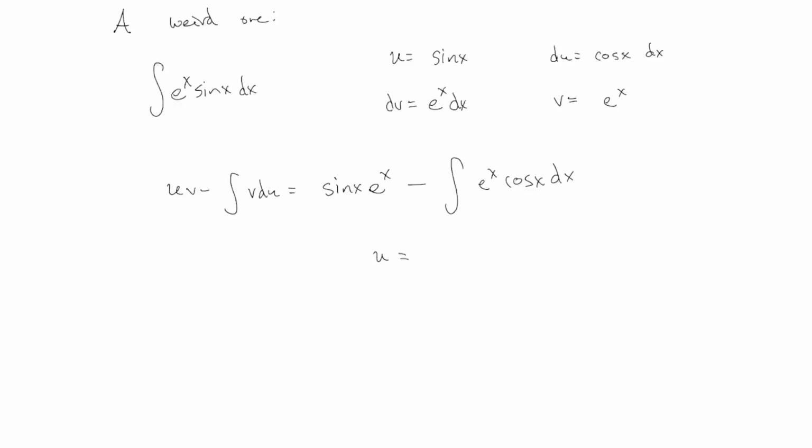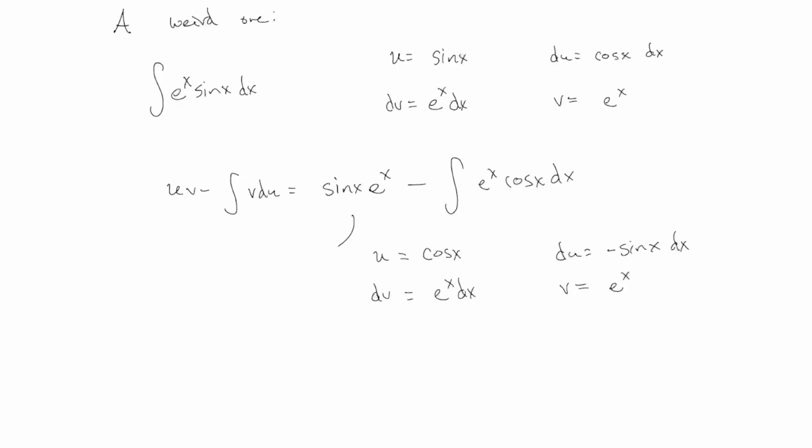And I am again going to choose u to be the trig part and dv to be the e to the x part. So that means my du this time is negative sine, because that's how sines and cosines work. And then the v is again just e to the x. All right, this is my parts the second time around.